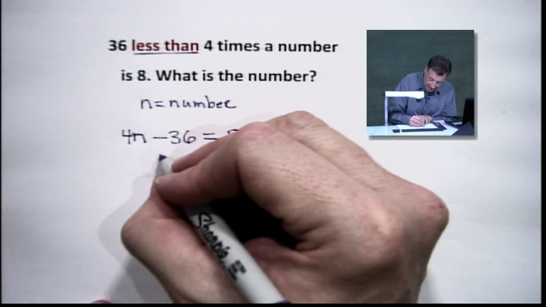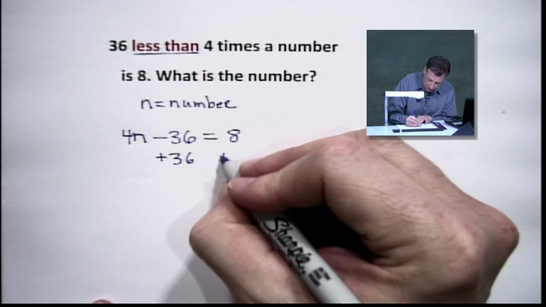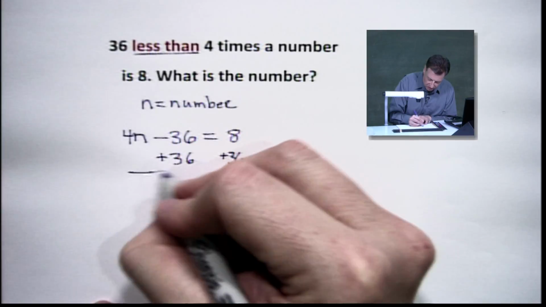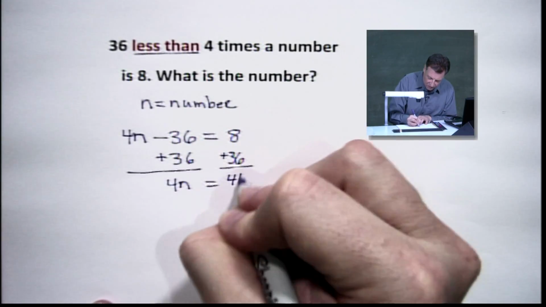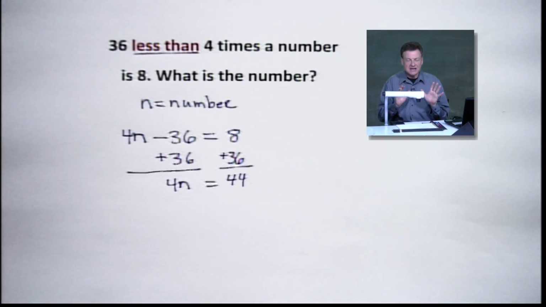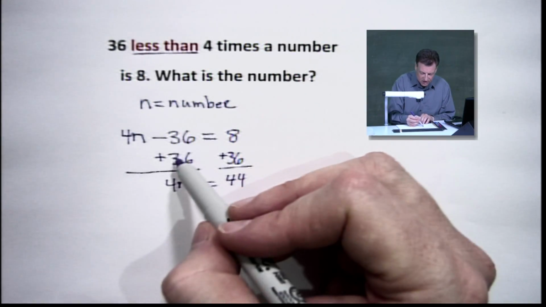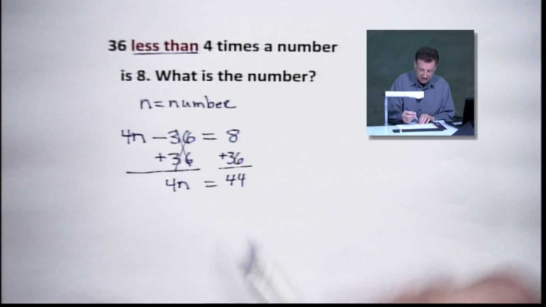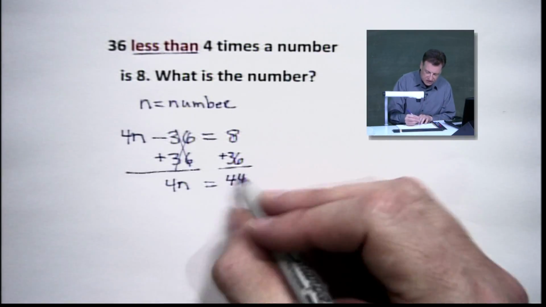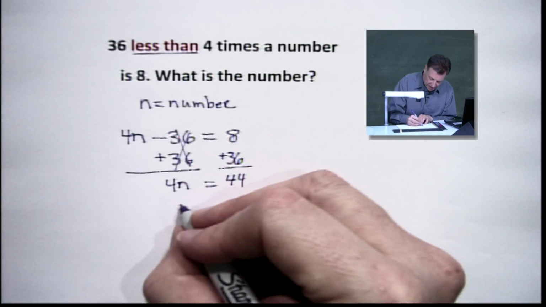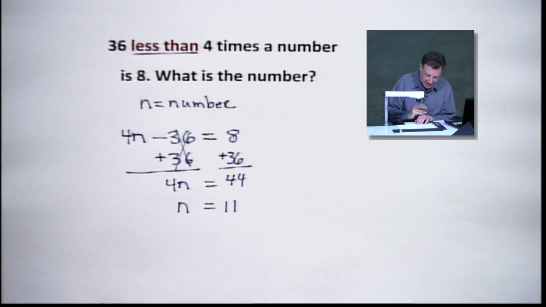Now, from here, we're going to add 36 to both sides. And you know what? We are going to get 4n equals 44. That was easy. Now, how, you say, Ernie, what did you do? We added 36 because that goes away, right? And then we add 36 to 8 over here because whatever we do to the left side of the equation, we got to do to the right. And so that gives us the 44. Kicking through, we now have n equals 11. Good news is 36 less than 4 times the number is 8.